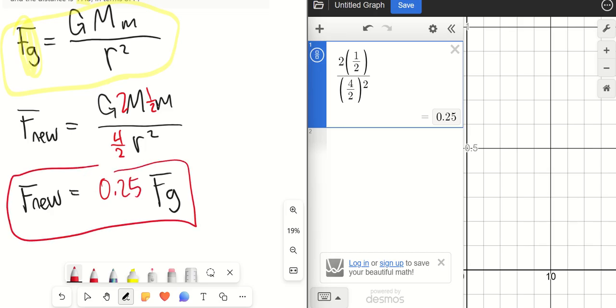And that's all you have to do with proportional reasoning. We're just showing our new force in terms of our old force. If I wanted to show my old force in terms of my new force, I would divide both sides by 0.25. And it would give me the same relationship, just in a different perspective. It would give us in respect to our old or our new force. Okay, that's it.